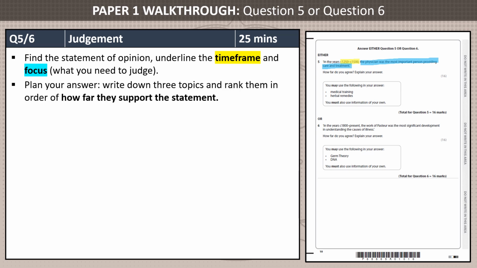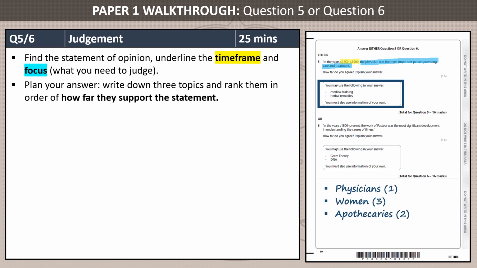You should plan your answer by writing down 3 relevant topics and then ranking them in order of how far they support the statement. Once again, the examiner will give you some ideas or suggestions, but you don't have to use those. If you do use them, you need to have another point of your own to get to the top level.